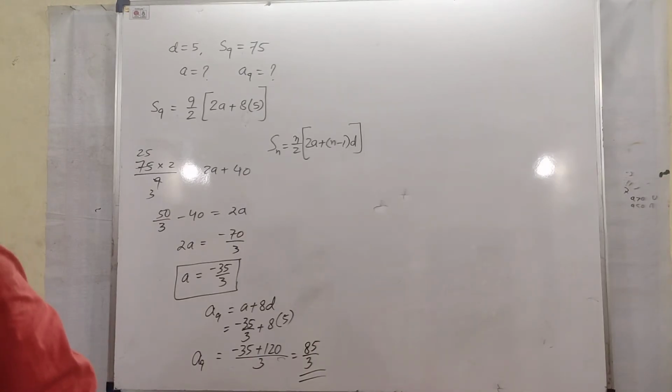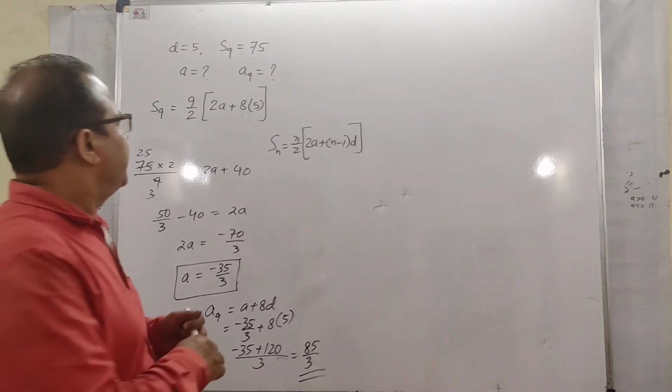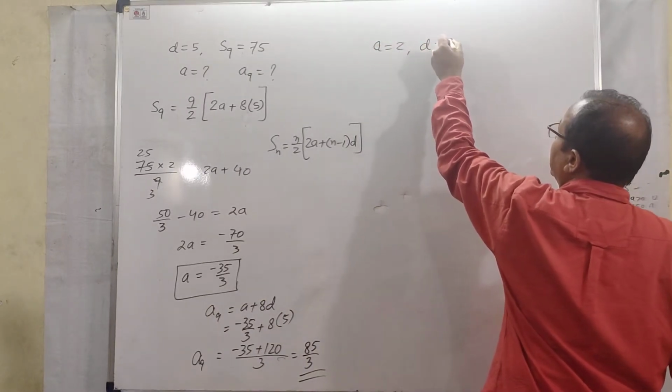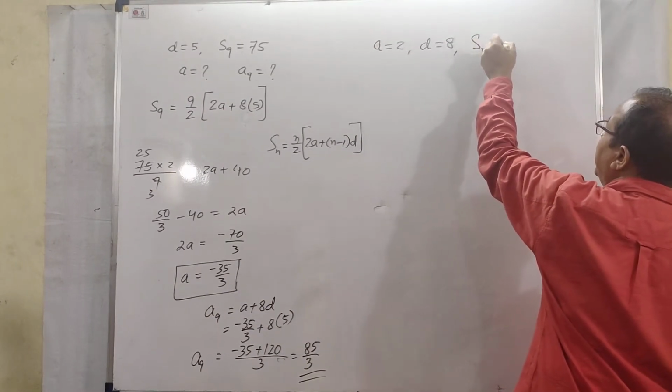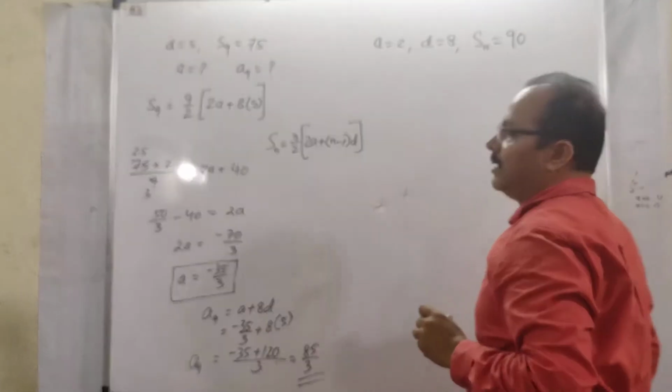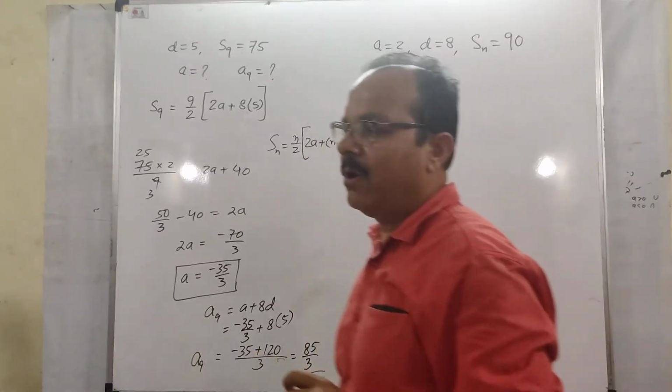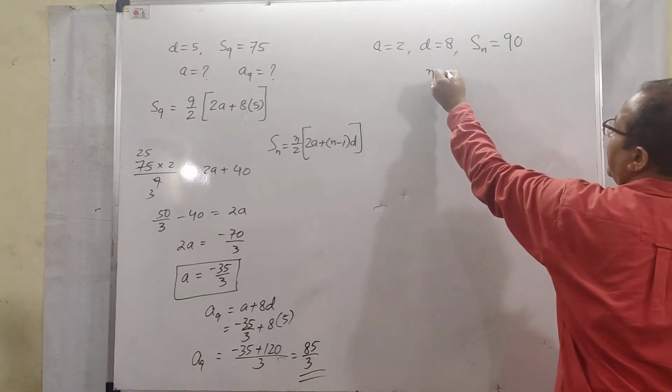Now I am solving the seventh part where an and Sn is given. I have to find the value of n and d. It is very simple. Use the second formula to solve this. Now I am solving part 6. A is 2, d is 8 and Sn is 90. Find the value of n and a.